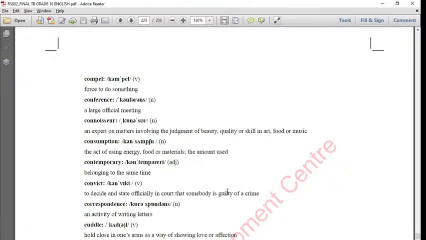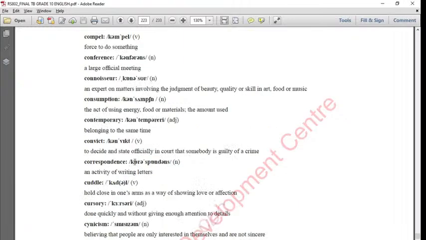Consumption, the act of using energy, food, or materials, the amount used. What I am reading, every child already knows. Contemporary, convict. Now come to convict, to decide and state officially in court that somebody is guilty of a crime. Correspondence, cuddle, to hold close in one's arms as a way of showing love or affection, like a child. Cursory, done quickly and without giving enough attention to details. Cynicism, believing that people are only interested in themselves and are not sincere.